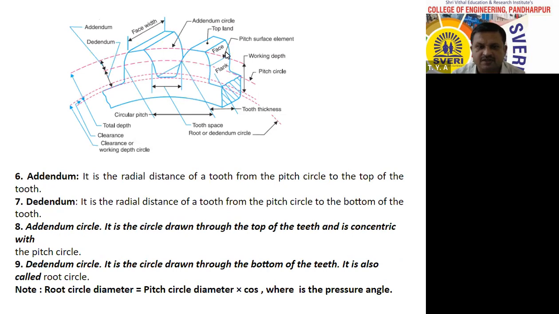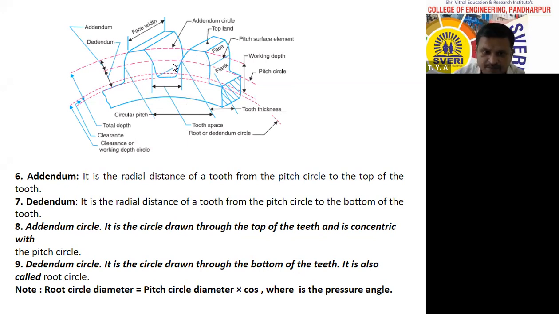Now from this figure, the definitions will be more clear to you. See that this middle circle is the pitch circle. This is the pitch surface element. This is the face, this is the flank. This is the tooth thickness, measured along the pitch circle. This is the tooth space, that is the space between two teeth measured along the pitch circle.